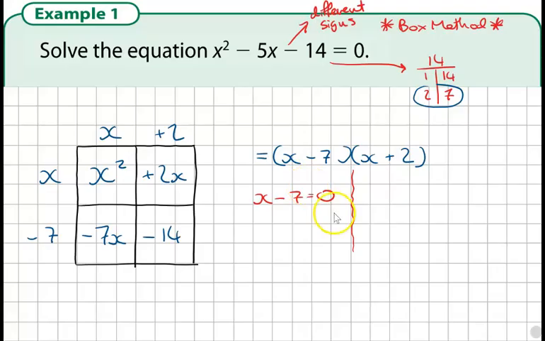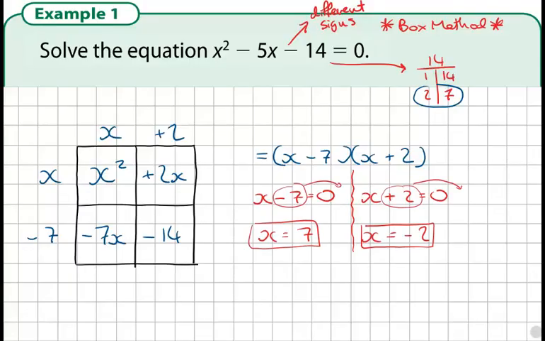So we say x minus 7 is equal to 0 and x plus 2 is equal to 0. So x is equal to 7 and x equal to -2. And these are our solutions. So solve the equation, x squared minus 5x minus 14 is equal to 0. Our solutions are 7 and -2. So these are the solutions or the roots of the equation.